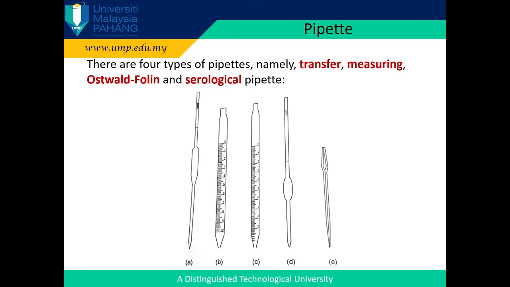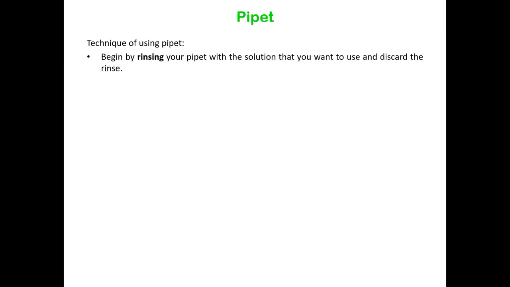Pipette. There are 4 types of pipettes, namely transfer pipette, measuring pipette, Ostwald falling pipette, and serological pipette. Technique of using a pipette: begin by rinsing your pipette with the solution that you want to use and discard the rinse. Use a pipette filler to suck the liquid into the pipette.